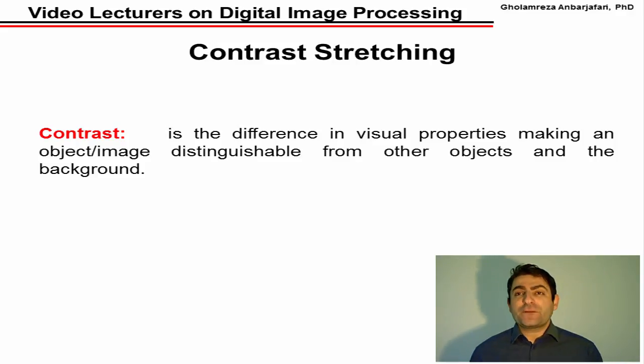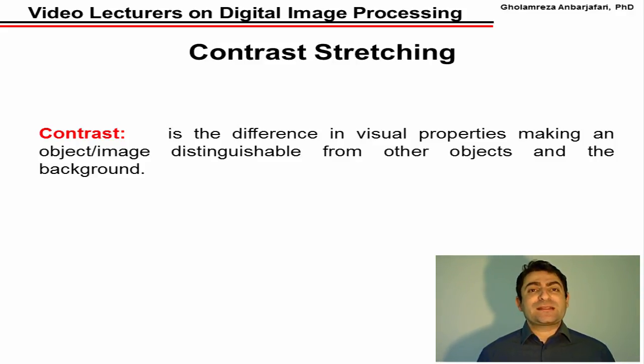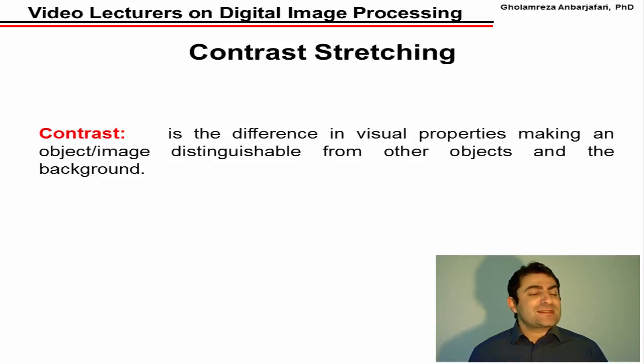Contrast is the difference in visual properties making an object or image distinguishable from other objects and the background. In visual perception, contrast is determined by the difference in the color and brightness of the object compared with other objects in the same field of view. If an image is dark or bright, the information may be lost in those areas. So the problem is how to minimize the loss of information.